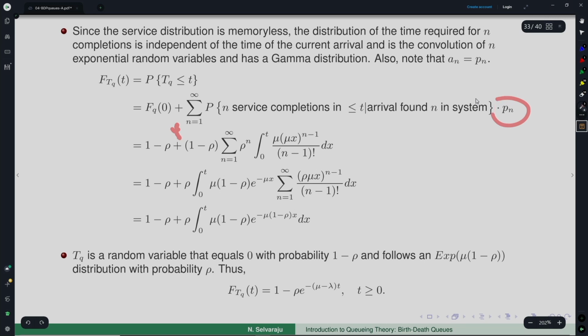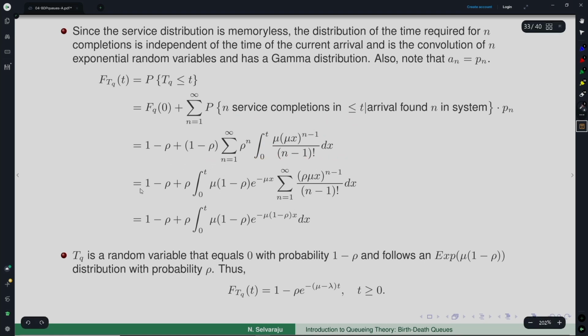What is Pn? Pn is (1 minus rho) times rho to the n, and what is n service completions? It is a gamma random variable with parameters n and mu. So this is the density of the gamma with parameters n and mu, integrated from 0 to t, that random variable being less than or equal to t. So you just have to simplify this.